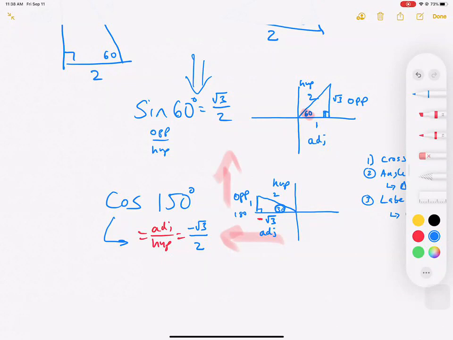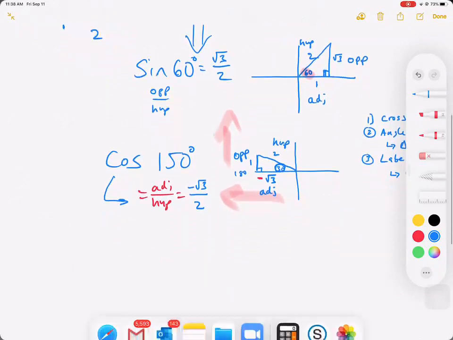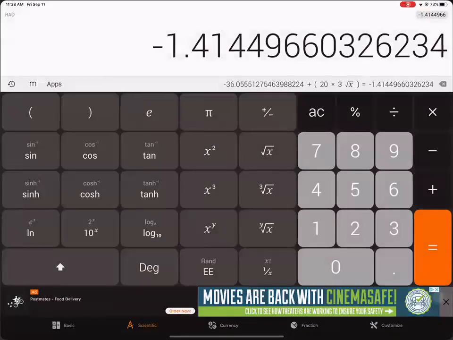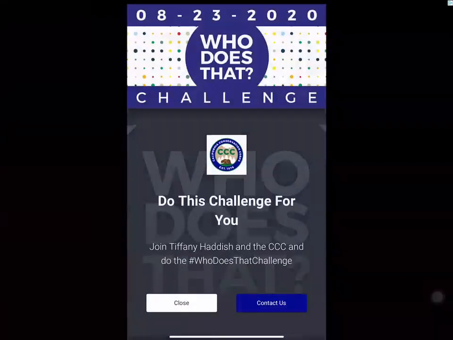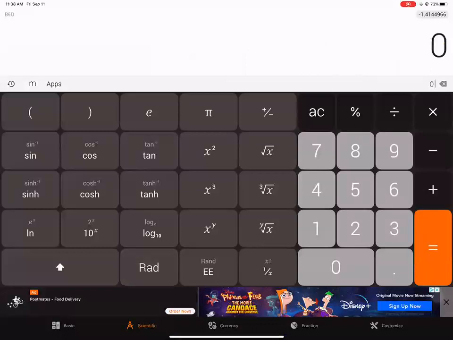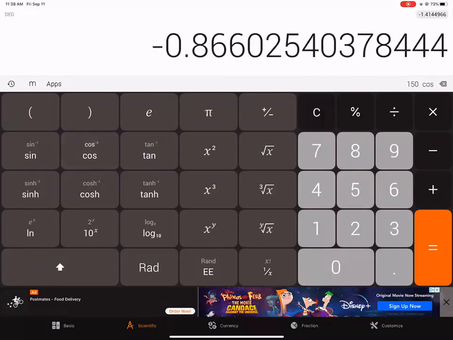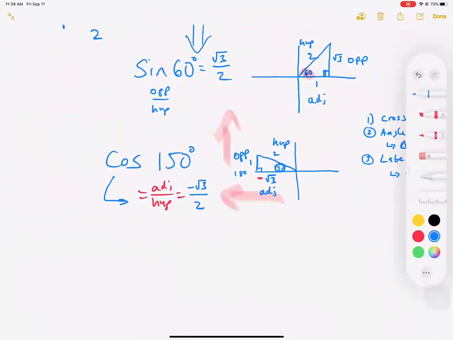So we could do this on a calculator. Now, let me show you a calculator here. If I write angle 150, I'm going to make sure I'm in degrees. Angle 150, and I'm going to hit cosine. Cosine here gives negative 0.86. And that is negative square root of 3 over 2. Got it. We're going to do another one.